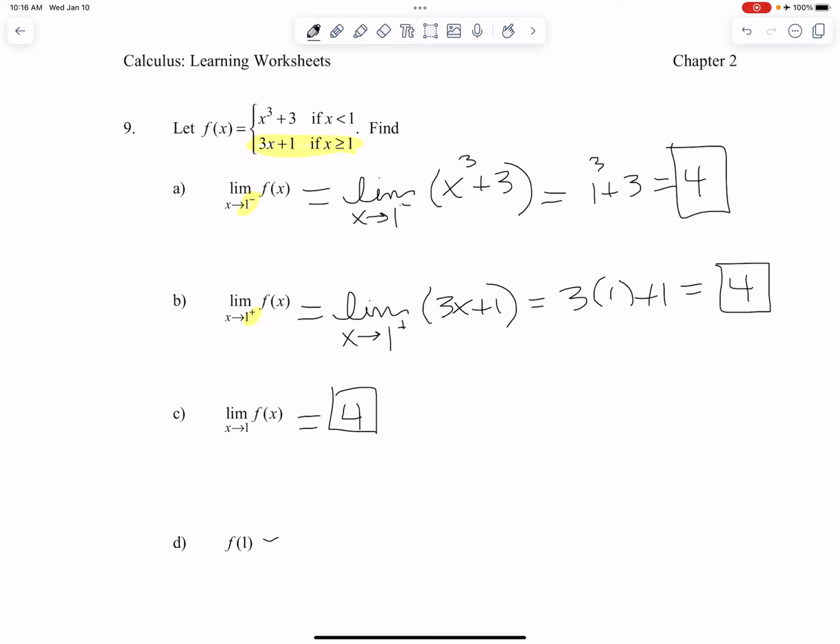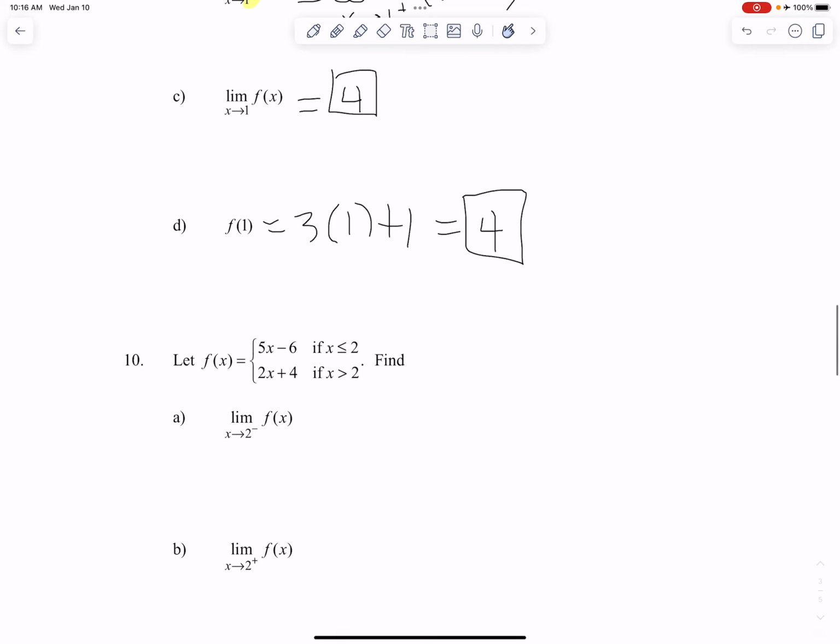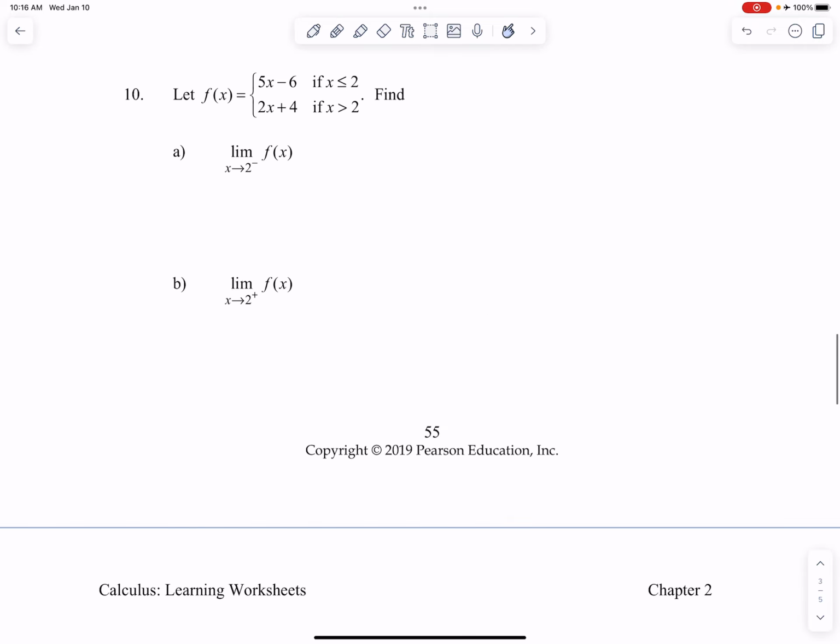So f of 1, we're plugging 1 in for x. 3 times 1 plus 1 gives us our value of 4. And that just tells us, yes, it's defined, it goes to 4. Okay. We'll do another.